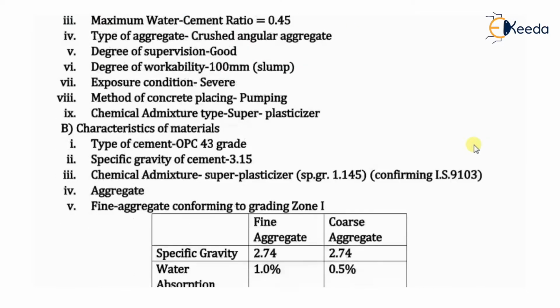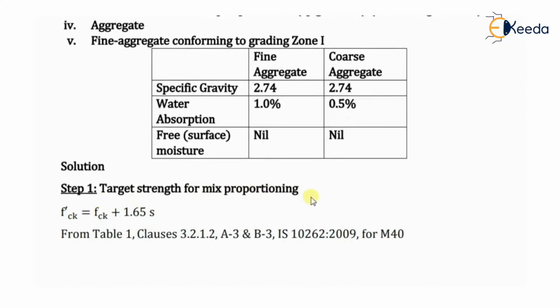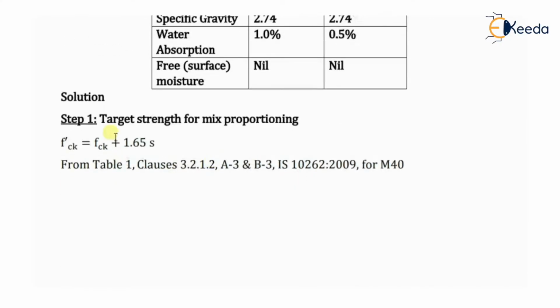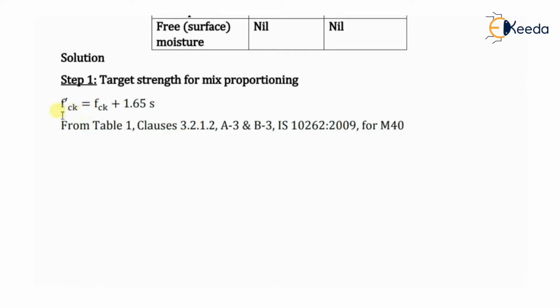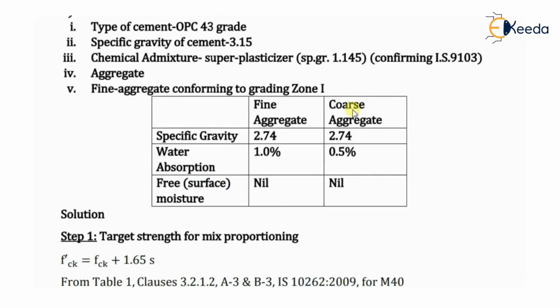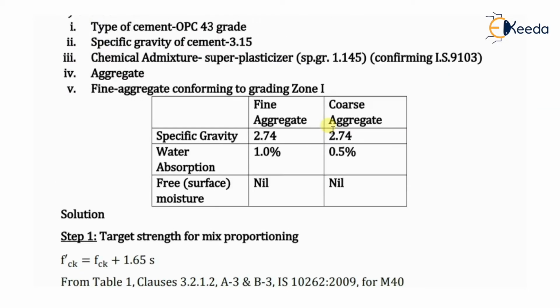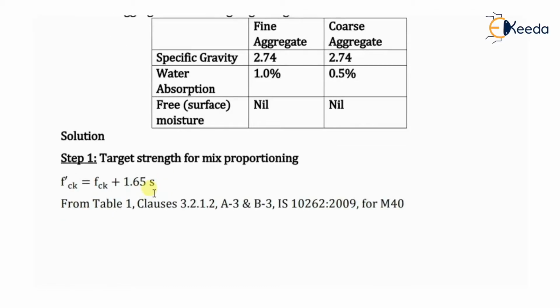So let's solve this numerical. The first step is to find out the target strength for mix proportioning. First you have to find out the target strength, whose formula is f'ck = fck + 1.65 × S. Now what is fck? fck is the characteristic strength, which is given as 40 MPa. In the numerical, characteristic strength at 28 days is 40 MPa, so you have to take the fck value as 40, and 1.65 into S.